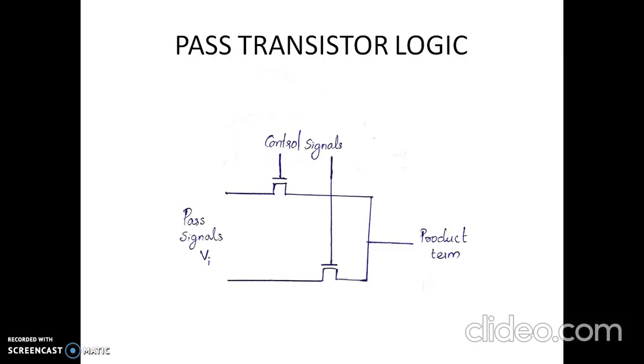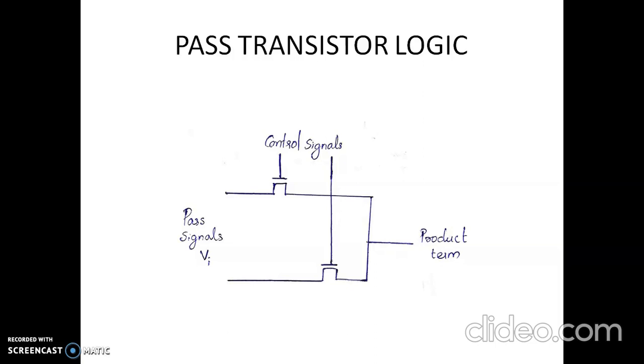This is the basic general diagram of pass transistor logic. Here there are two signals, the control signal and the pass signal. The signal which is applied to the gate terminal of the N transistor is termed the control signal. Then the signal which is applied to the source terminal of the N transistor is termed the pass signal. When this transistor is on, whatever the content in the pass signal, whether it is high or low, comes to the output. This is the basic concept of pass transistor logic.